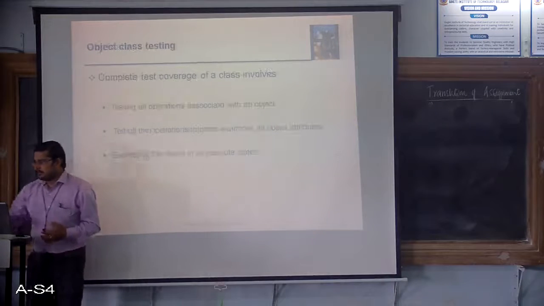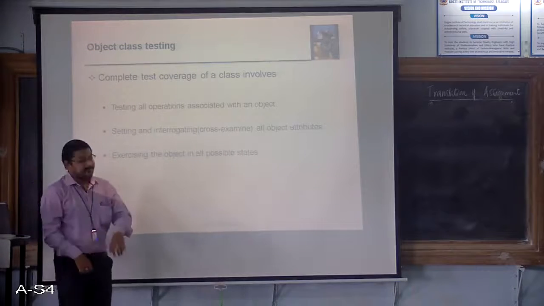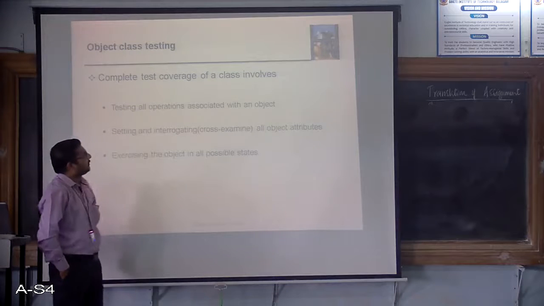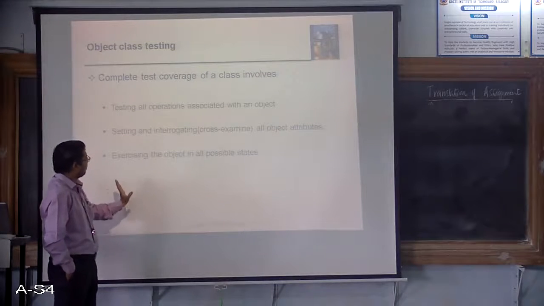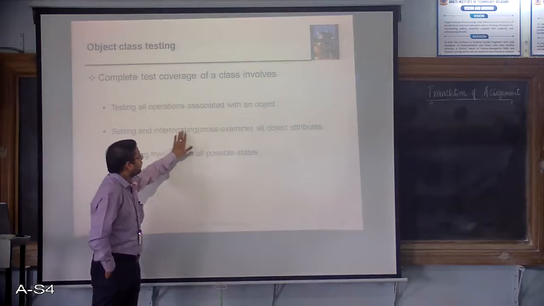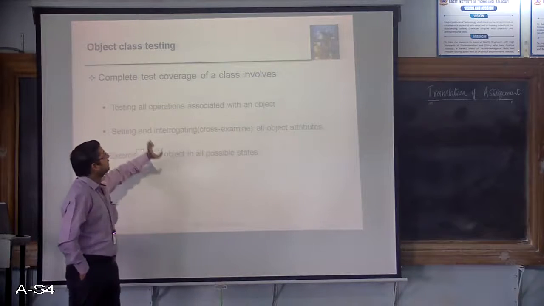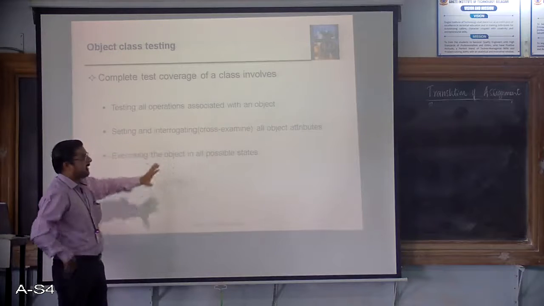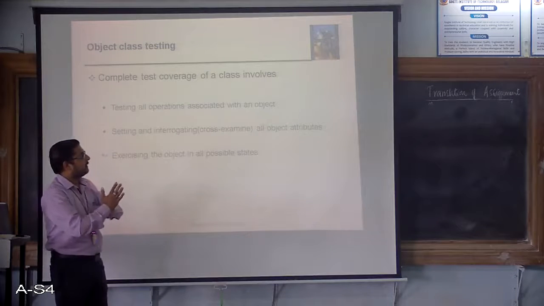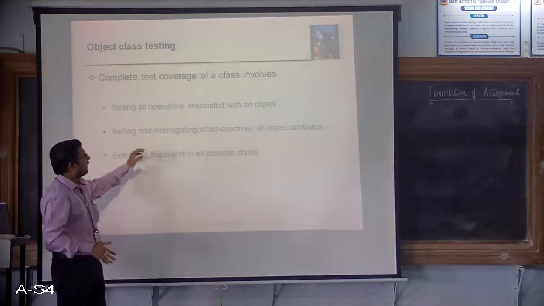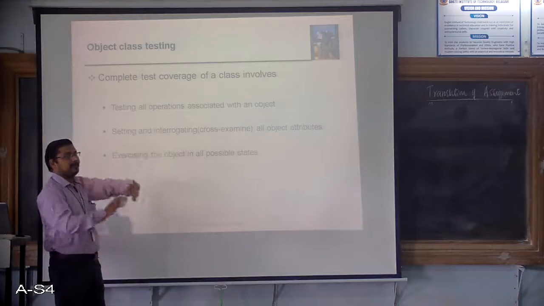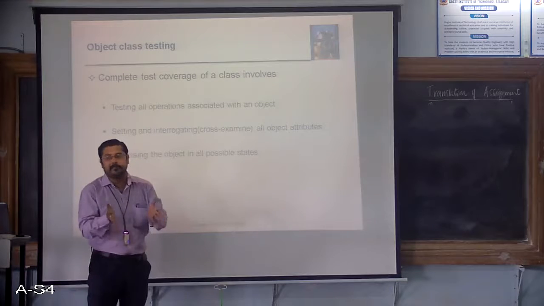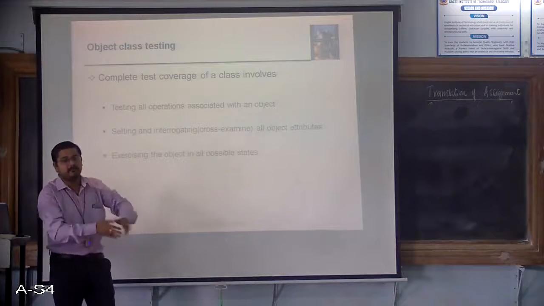This is object class testing. Object class testing is responsible for testing all the operations associated with one particular object, and setting and interrogating all object attributes. First we have to check the functionality, testing all the operations. Next, setting and interrogating the object attributes. What are the attributes assigned to one particular object? Whenever you change the values of those attributes, how does it behave in a particular environment? That is also a part of unit testing.